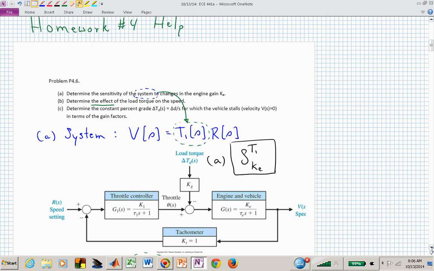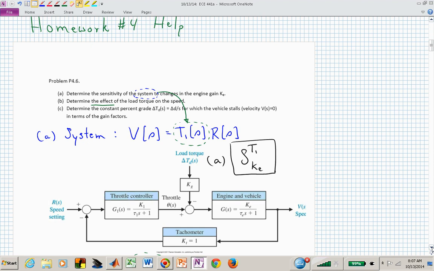It's cut off, I apologize, but you can get all of that on the problems or from the textbook. You want to find that transfer function, and then based on that transfer function, which I'm labeling T sub 1, now compute the sensitivity of that transfer function with respect to this parameter K sub E, which is the open loop gain in your vehicle dynamics, K sub E. Is that clear? So in part A, the system refers to the closed loop transfer function between R and V.